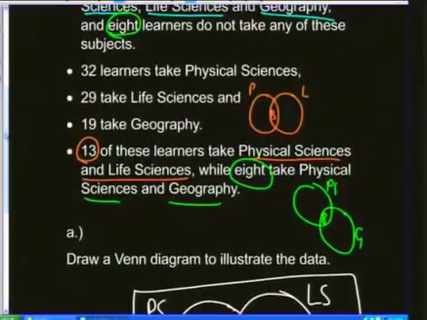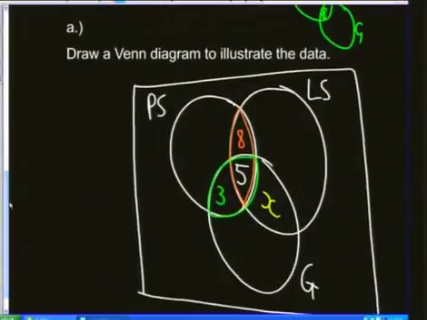Okay, so 32 take physical science. So let's go back down. Now physical science, everybody taking physical science. We're not saying what happens to your life science, etc. So everybody in that blue circle, there are 32 of them. And we've currently already got all those learners there, in the blue set. So that's 16, which means we've only got 16 learners that are only taking science.